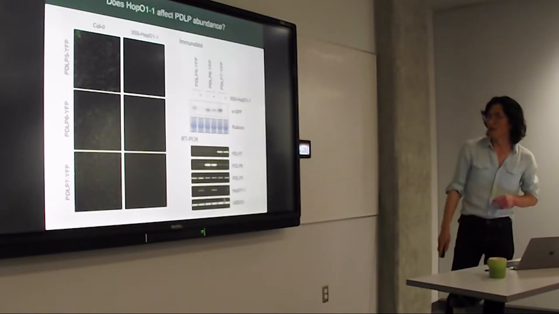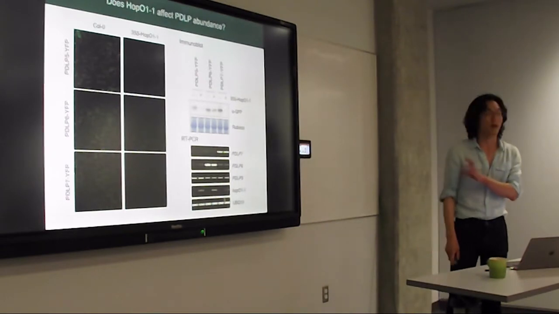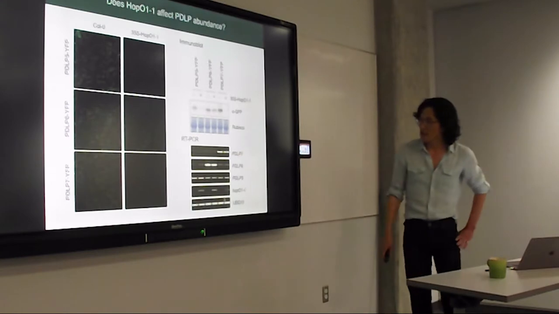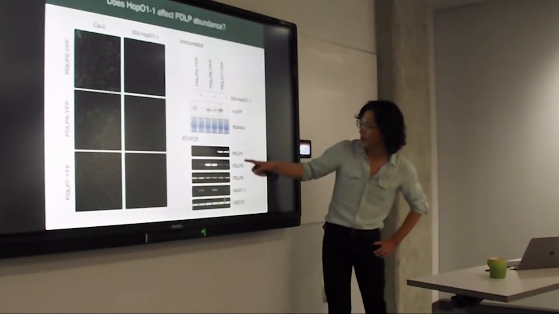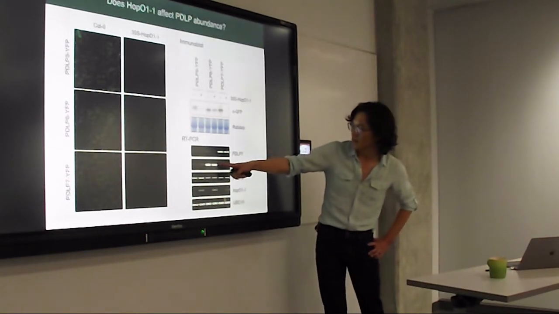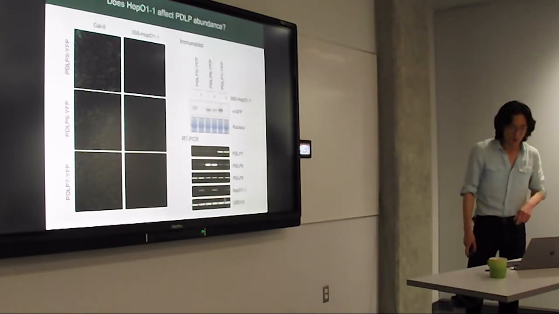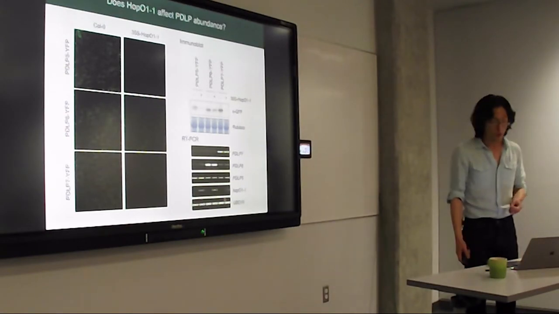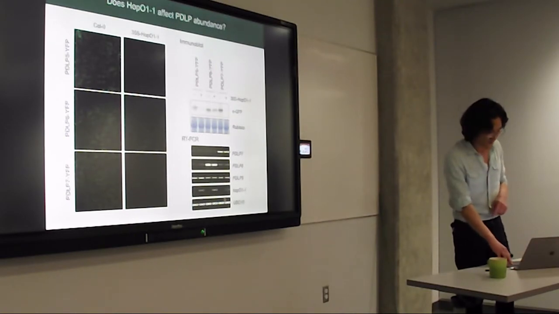And I also looked into whether this is specific to protein level or whether overexpression of HAP01-1 affects the transcript level of PDLP5 and 7. Using RT-PCR, what you can see is that without HAP01-1, comparing PDLP7, 6, and 5, there's no major difference in transcript level in the two different backgrounds, the Columbia background and the HAP overexpressor background. So this suggests that HAP01-1 affects PDLP protein abundance.